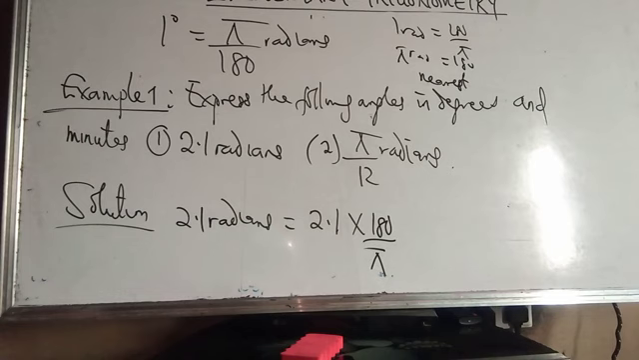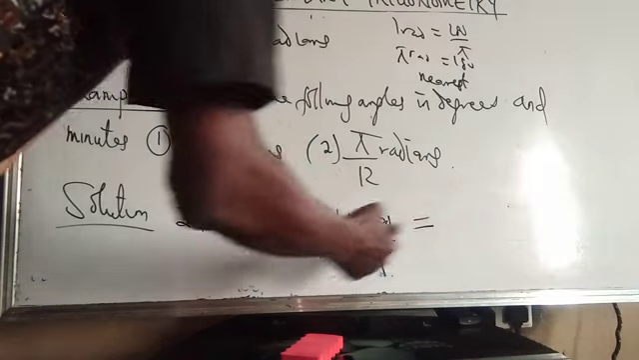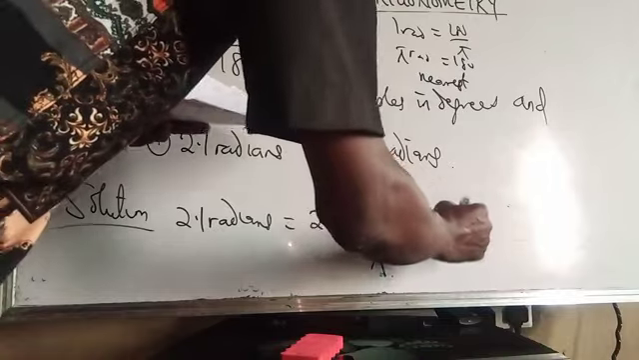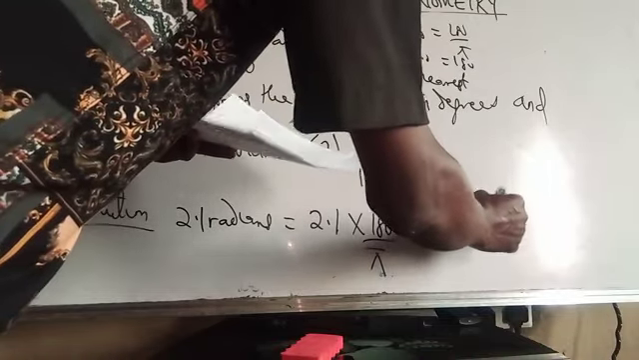It's just like if one orange costs 30 naira, 3 of it will cost 3 times 30. Don't forget your pi here is 3.142. So by the time you divide that, you're going to have 120.316 degree. So how do we now convert to minutes?